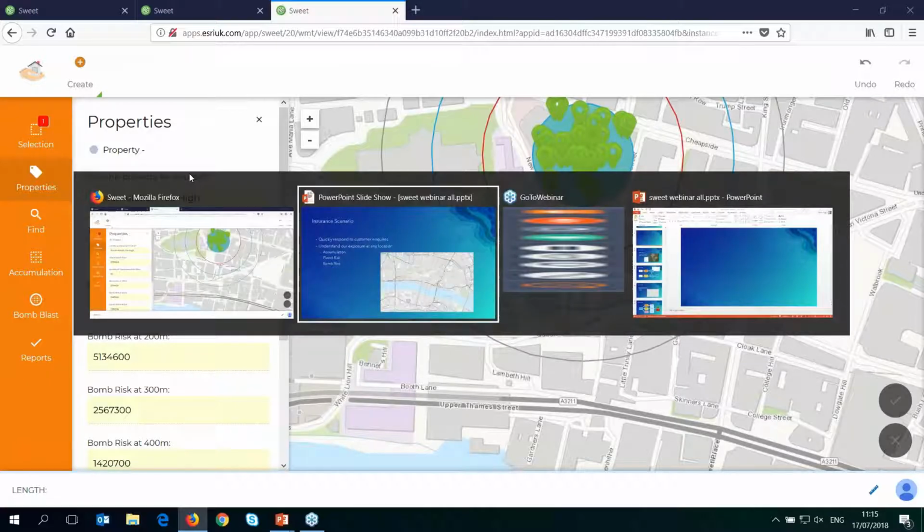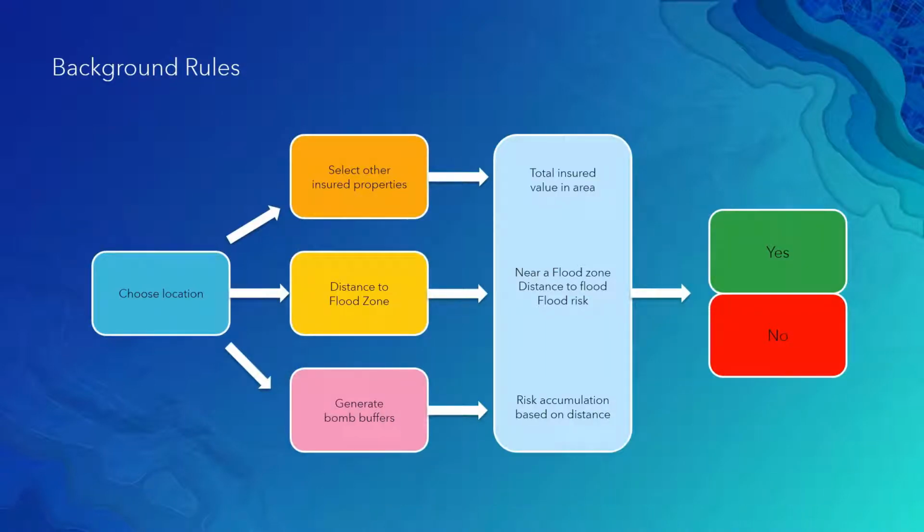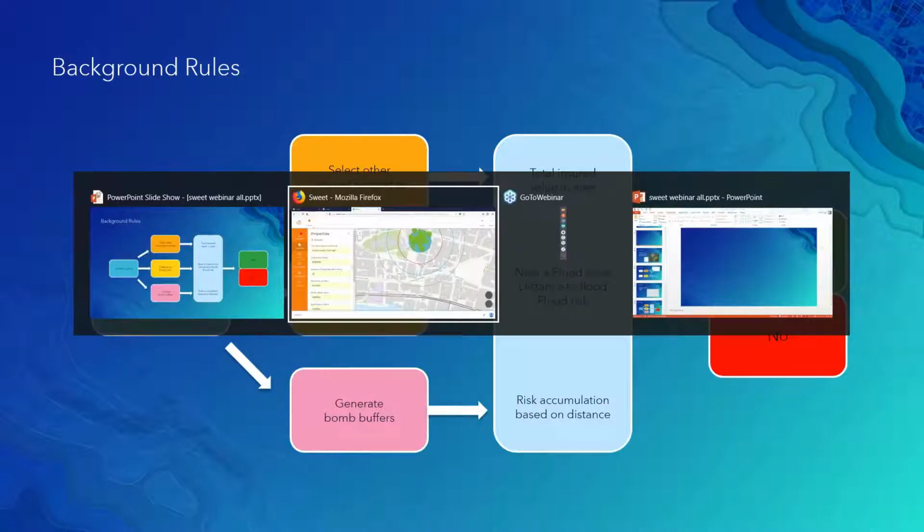So again, let's have a quick look at what's happening behind the scenes here. So I've chosen a location, and from that location we can select the other properties that we insure in that zone. We can understand our distance to flood risk, and we can also generate buffers that might define the effect of a bomb in the area. And we're combining all that information together, and we're exposing that information so we can understand the metrics behind all of that. But ultimately, as a call center operative, I really want a yes or a no. And this process is making that very easy for me.